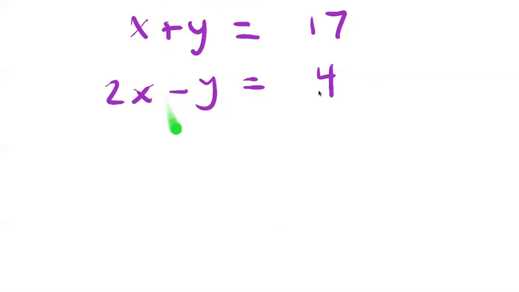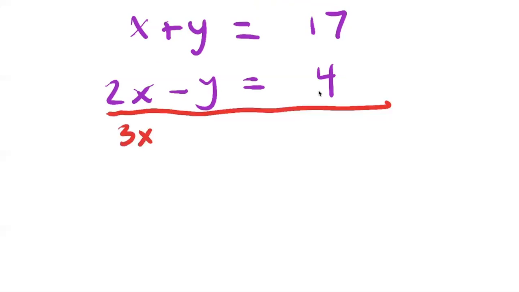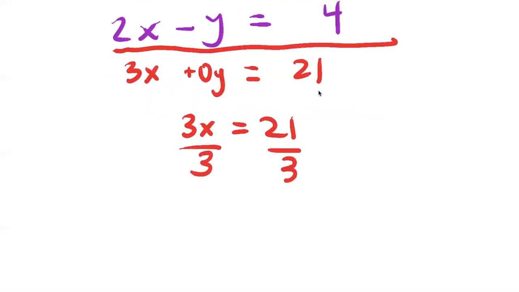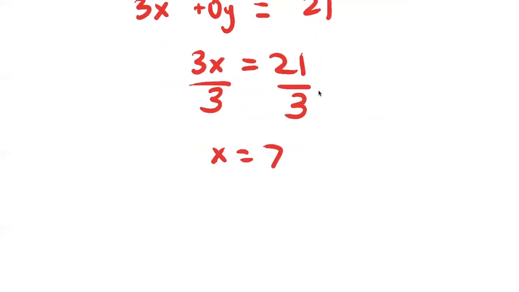So here, if you can see, we have a plus y and a minus y. If we add plus y and minus y, that would just leave us with 0, right? So let's use that to our advantage. If we add those equations, that would allow us to cross those out. So we have x plus 2x, which is 3x, and as we said, plus y minus y is equal to 0, equal to 17 plus 4, which is 21. So then we have 3x is equal to 21. We divide both sides by 3 to isolate the variable, and we get x is equal to 7.